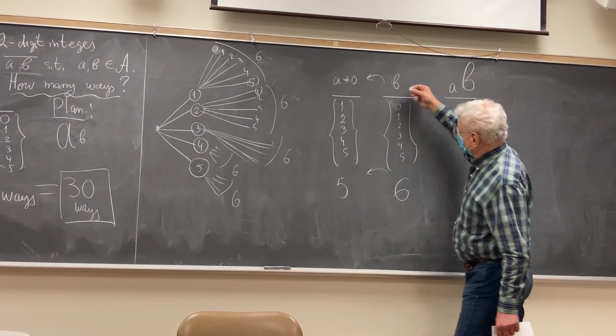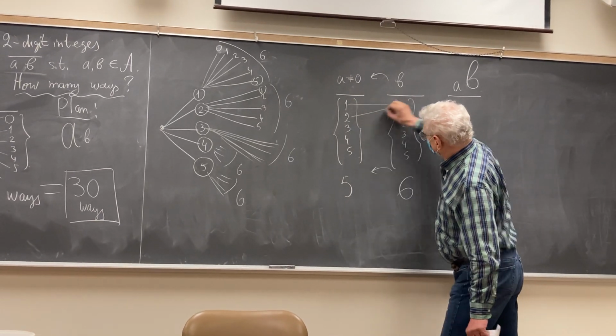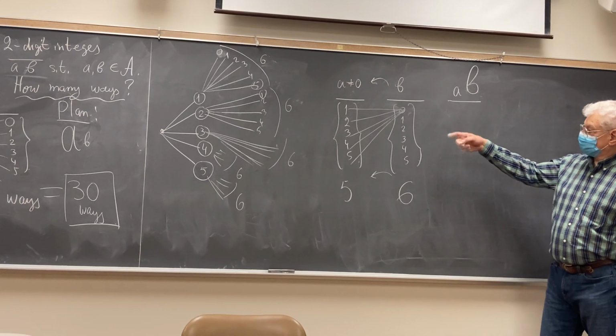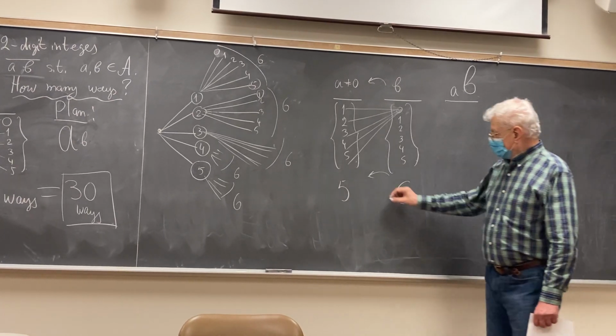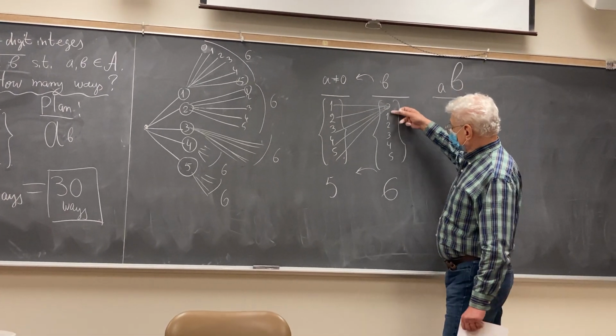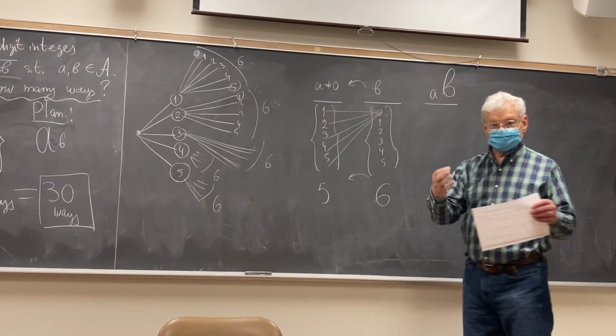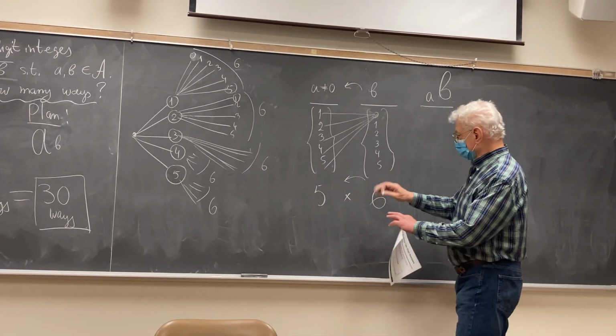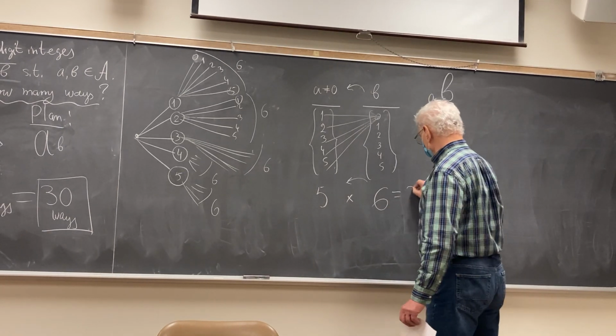Okay, so for 0, for example, if you connect with those ones, you get 10, 20, 30, 40, 50. And then 5 of them. Then for the next one you have 5, 5, 5, 5, so 6 times. And it will be 6 times 5, the other way around. And the answer will be the same.